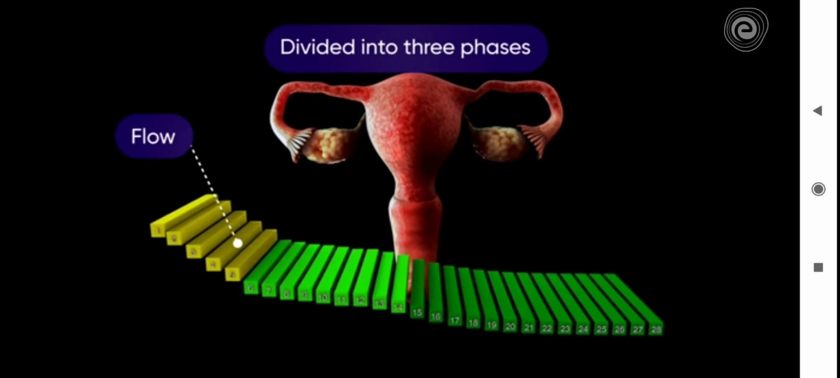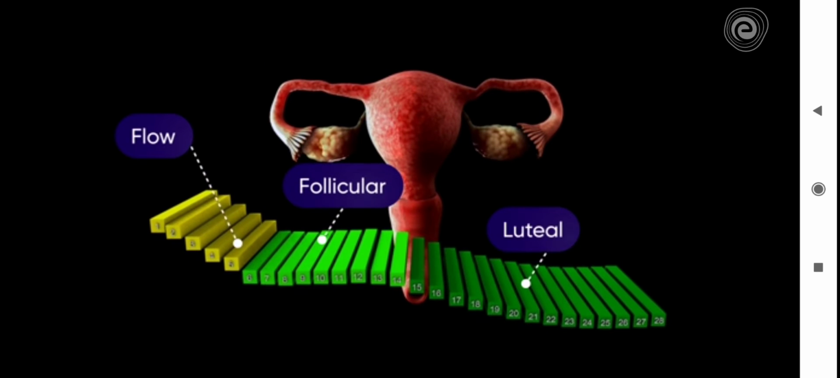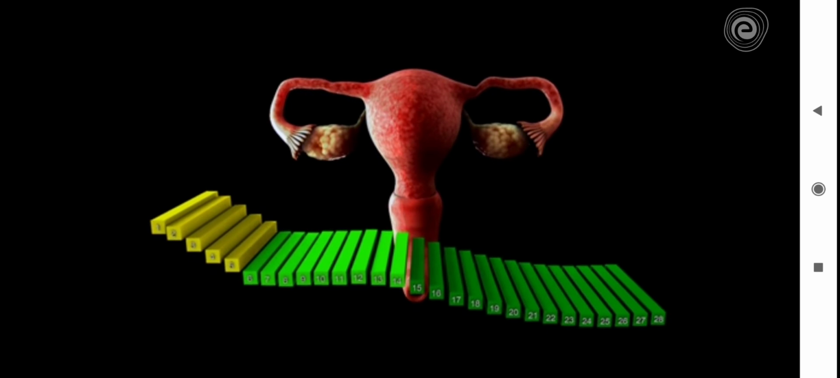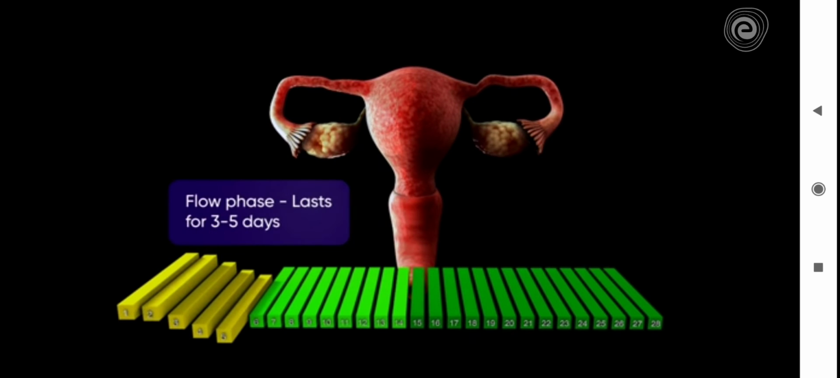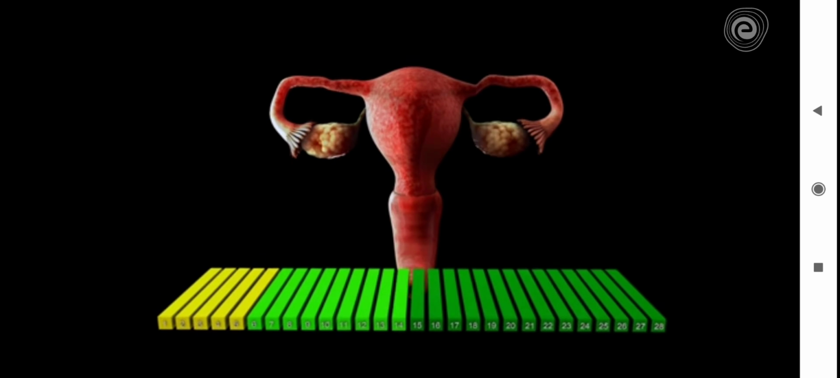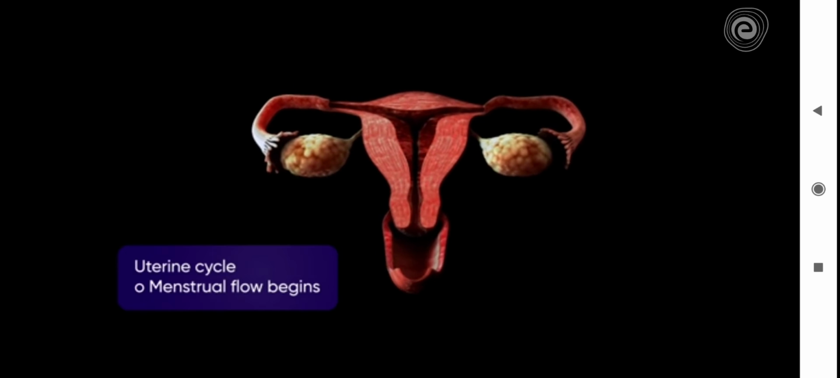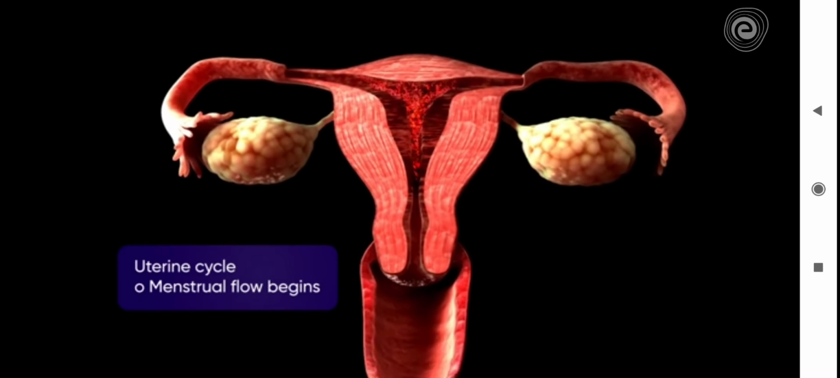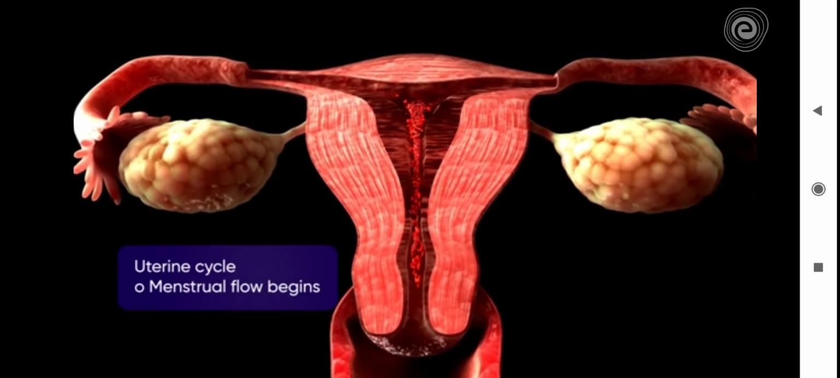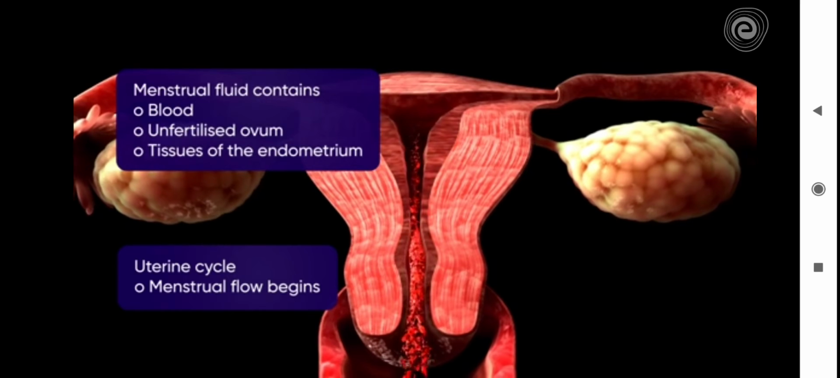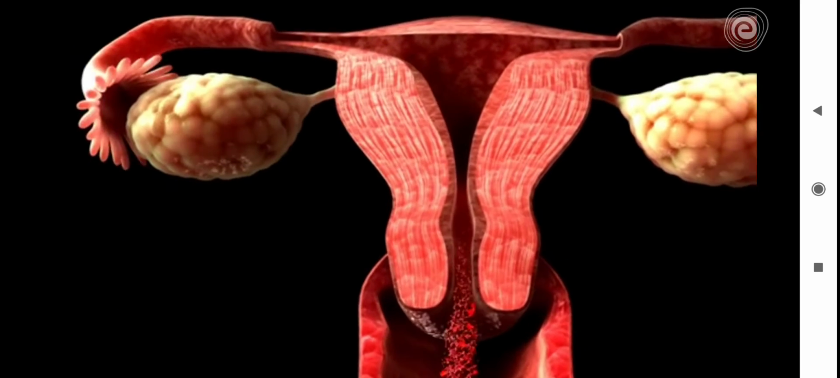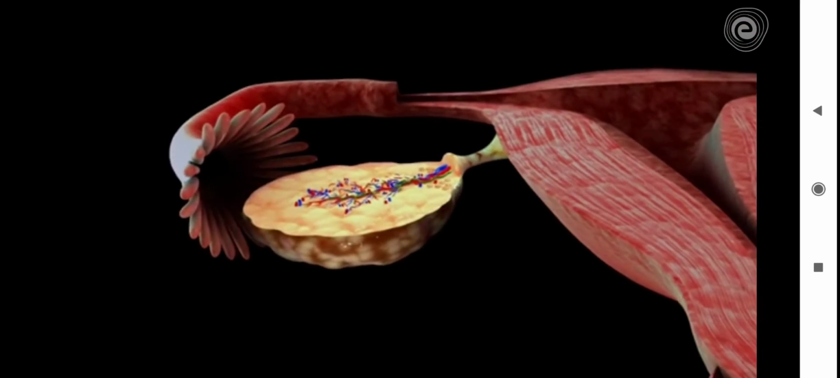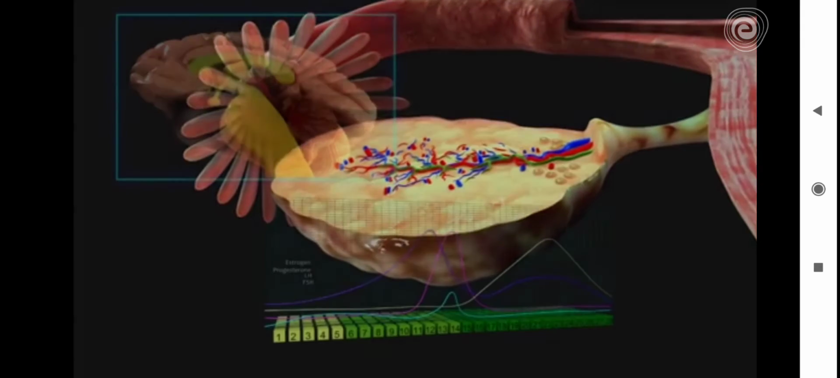Flow, follicular, luteal phase. The first phase is the flow phase. It lasts for 3 to 5 days. During this phase, in the uterus, the menstrual flow begins, where the menstrual fluid contains blood, unfertilized ovum along with the tissues of the endometrium. This is also linked to the changes in hormonal activity.